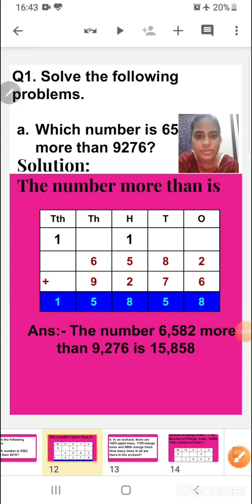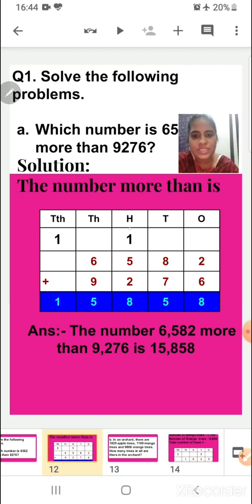Let us write the solution. Here, children, statements are not required. We can directly add both the numbers and find the answer. So, we are going to add 6,582 plus 9,276. Let us start adding from the ones place. 2 plus 6 is 8. In the tens place we have 8 plus 7, which is 15. 1 carry over and 5 we will write in the tens place.